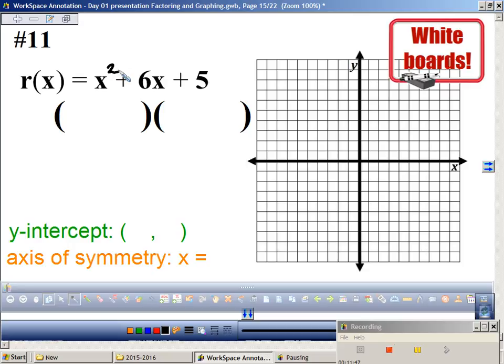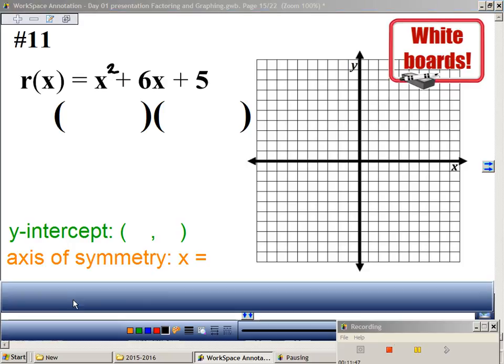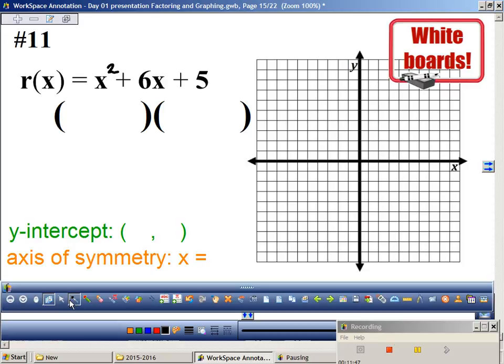Okay, can I see? You know what I like is I don't see any boxes. Okay, in 5, 4, 3, 2, 1. I know I have an x squared here, so it must be x and x. I know I have a 5. In the last class, I got a lot of this.